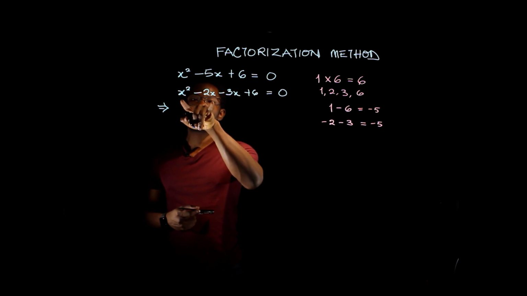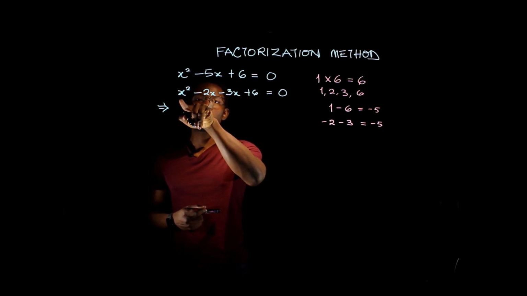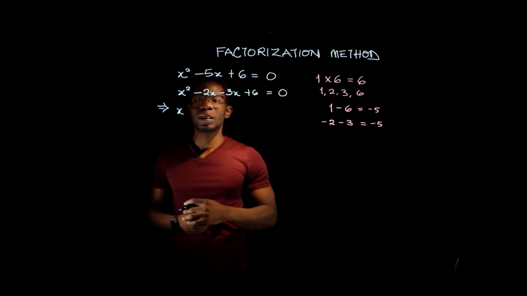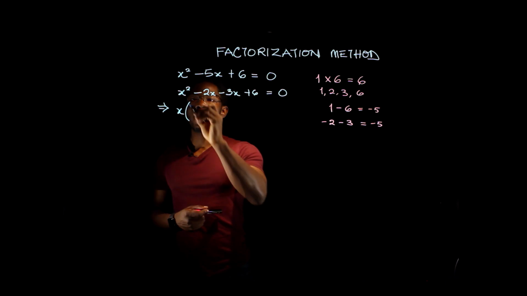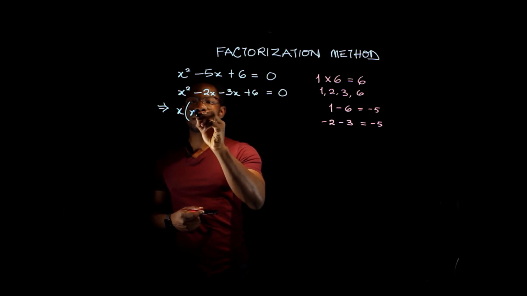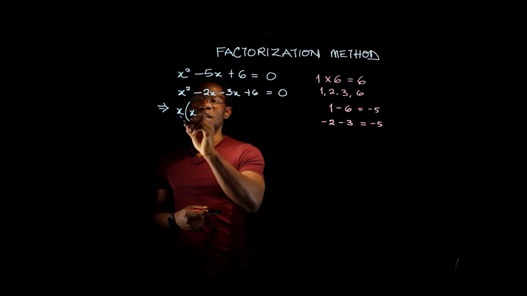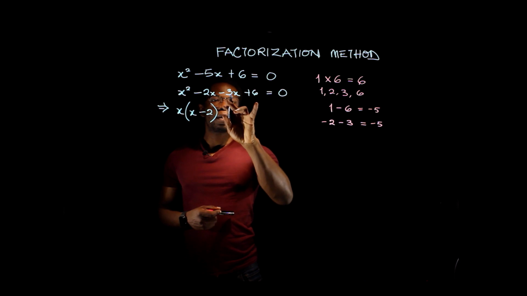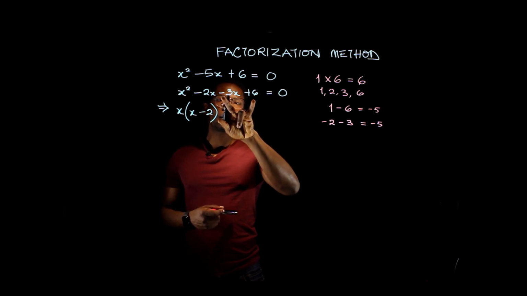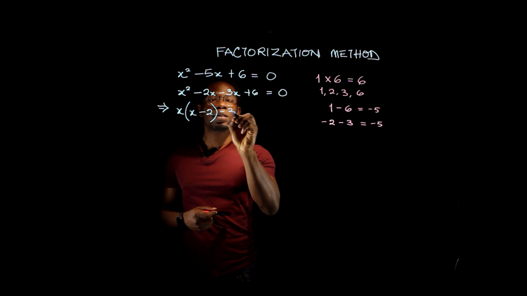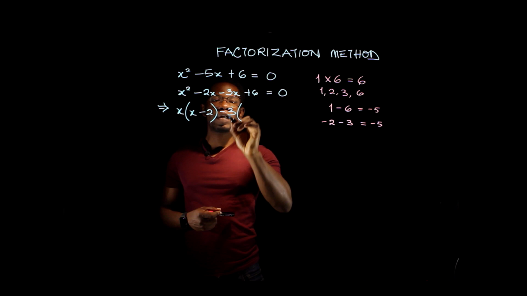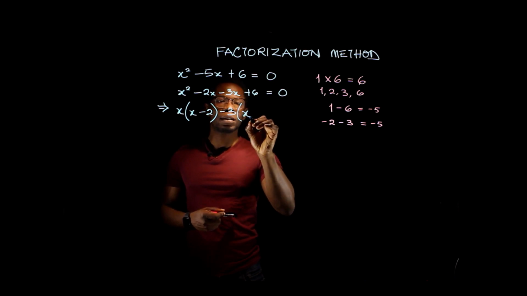To factorize, we take the first two terms, x squared minus 2x. Now x is common to both terms here, so we write x outside of the bracket. Now, x squared divided by x is equal to x, and minus 2x divided by x is equal to minus 2. We take the next two terms, minus 3x and 6, and here we have minus 3 common to both terms. So minus 3x divided by minus 3 is equal to x, and 6 divided by minus 3 is equal to minus 2.